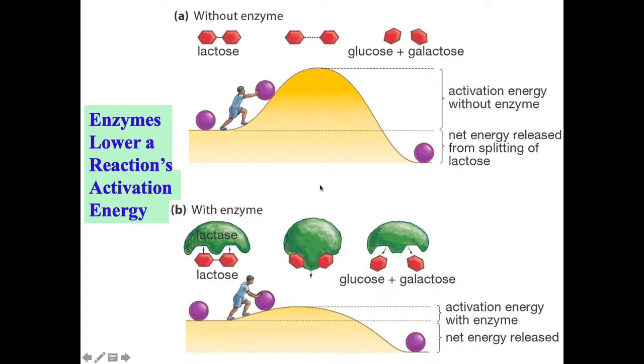Similarly, there's H2O2, hydrogen peroxide, which gives H2O and O2. In the same case, if you want to break that bond, the energy required will be 86 kilojoules per mole. But once you add the catalase enzyme, the energy required would be 1 kilojoule per mole. So 85 kilojoules per mole will be decreased just in the presence of your enzyme.